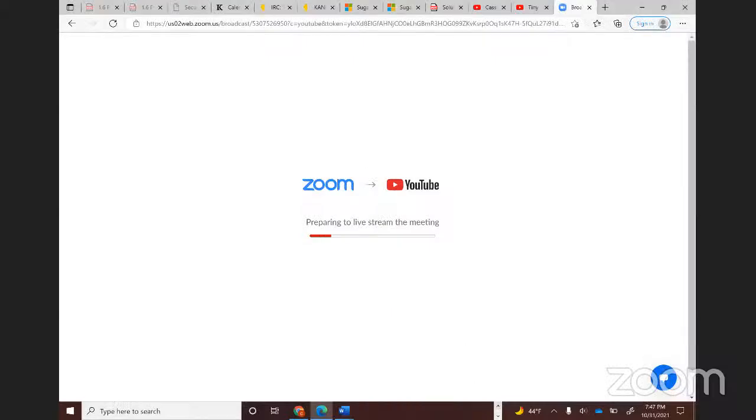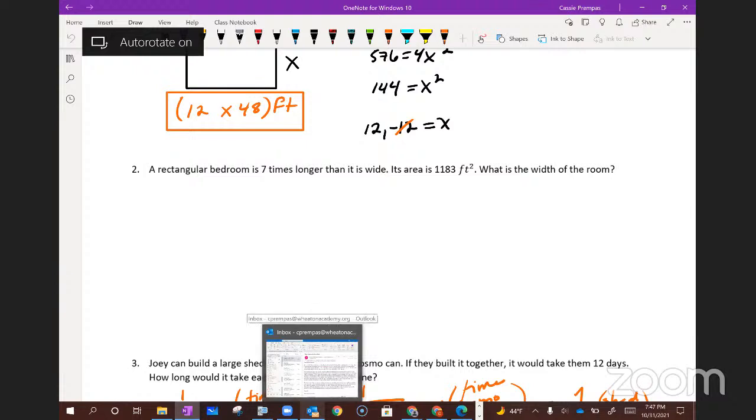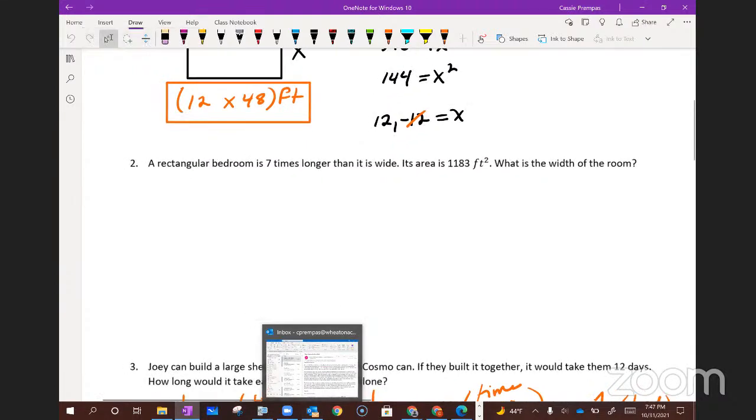All right, guys, as promised, we are going to work through the evens together. Number two, a rectangular bedroom is 7 times longer than it is wide. Its area is 1,183 square feet. What is the width of the room?